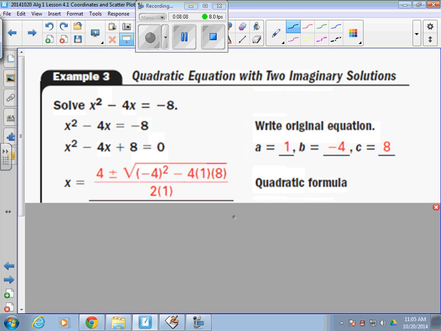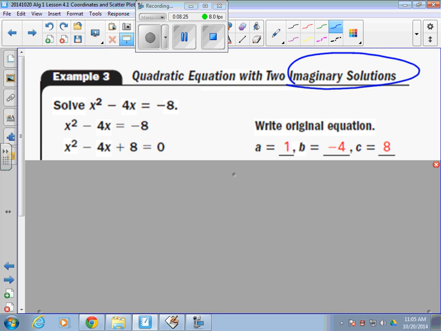Number 3 says a quadratic with 2 imaginary solutions. Okay, we know what imaginary numbers are. They're not real numbers because there's a negative value under the radical, but we can still mathematically work it. So we have x squared minus 4x is equal to negative 8. You have to move negative 8 over by adding 8. Notice when it came to the left side of the equation, it became positive 8.